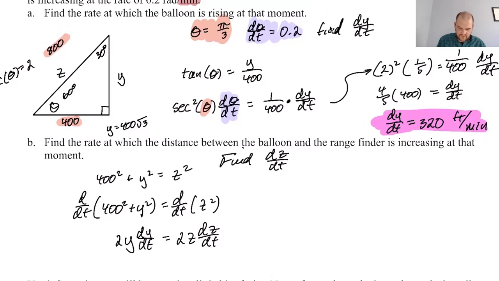Where is 400 root 3 coming from? It's from the 30, 60, 90 triangle. We had 400 opposite 30, so 400 root 3 is opposite 60, and then 800 is opposite the right angle, because it's x, x root 3, 2x, if you don't remember that. So this will be 400 root 3 is equal to, so I divided out the 2's. Z is 800 at this moment. And then dz dt is what we want to solve for. So I'm going to get dz dt is bizarrely just radical 3 over 2.